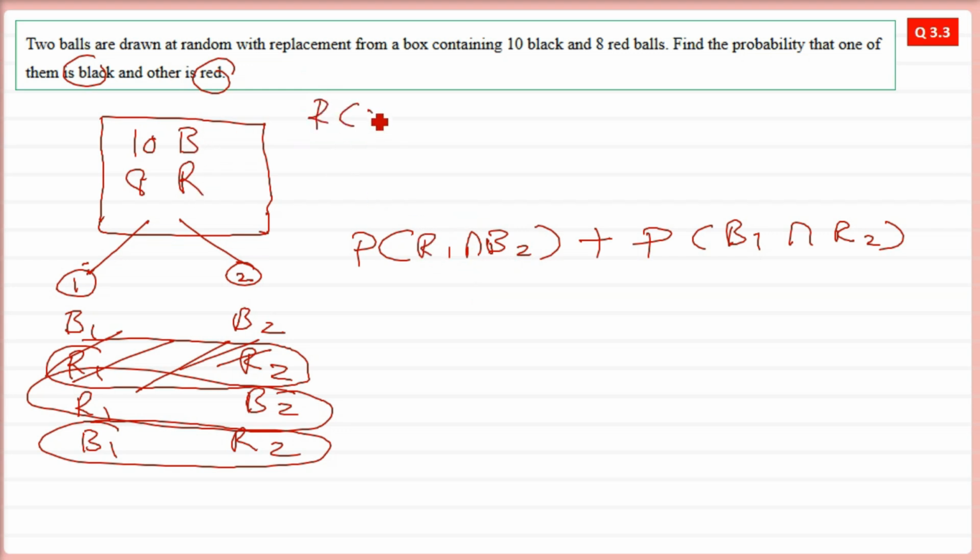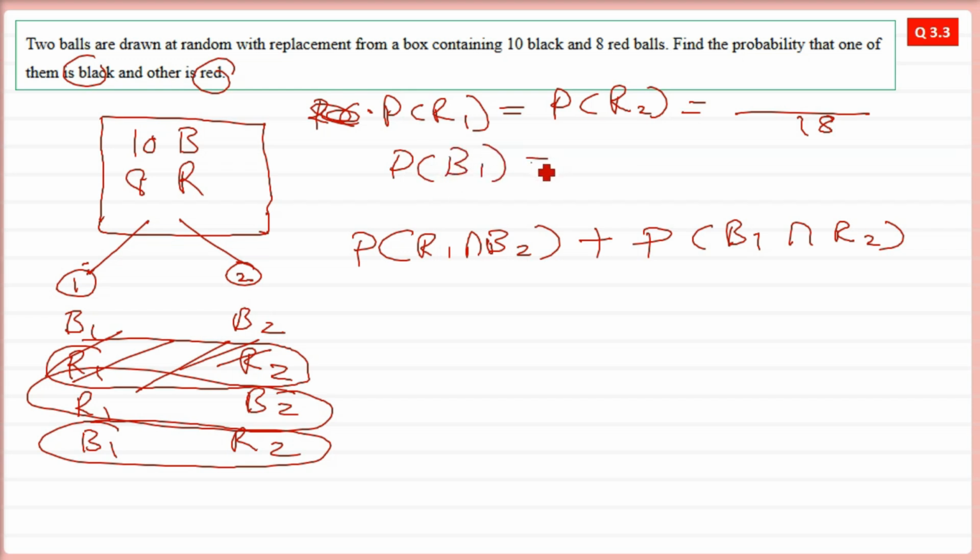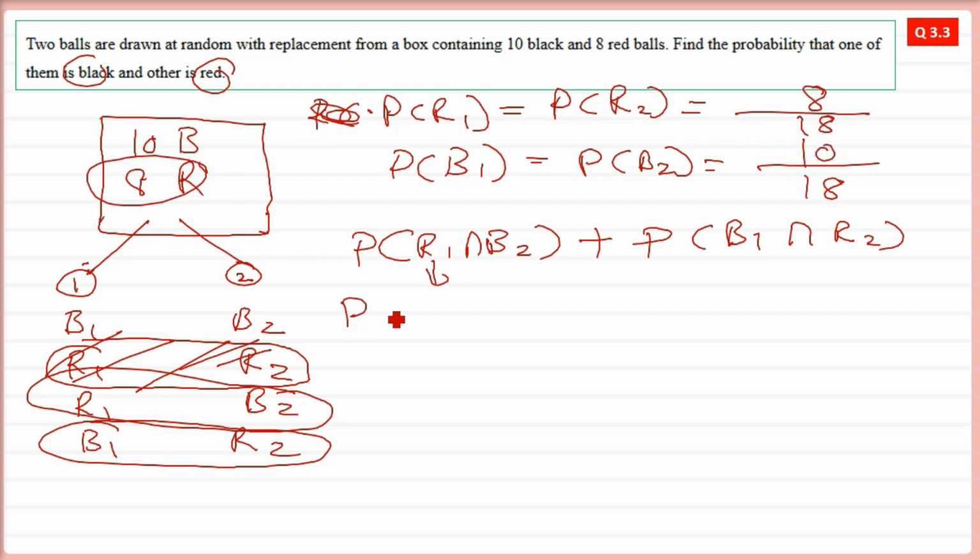So let's find out the probability first. Whether the first time or the second time, probability of red remains the same. Probability of black balls first or second time is also the same. The total balls are 18, so the denominator will be 18. There are 8 reds, so 8 by 18. Blacks are 10, so 10 by 18. Now these are independent events, so we can write them separately. P(R1) multiplied by P(B2), first red, second black. Here first black, second red, so P(B1) multiplied by P(R2).